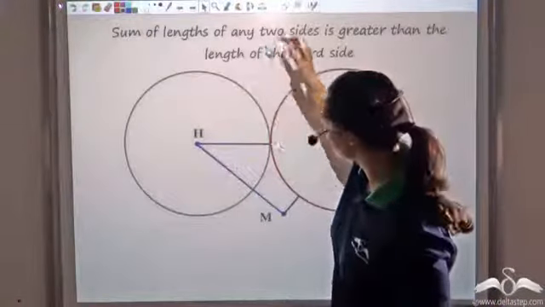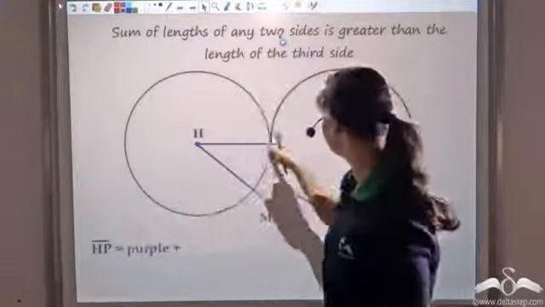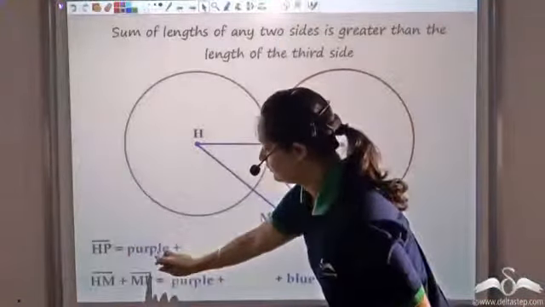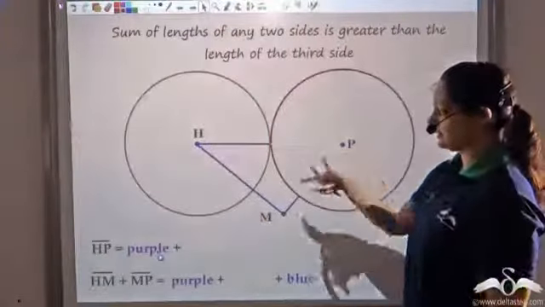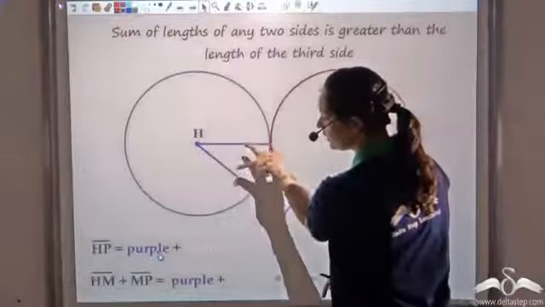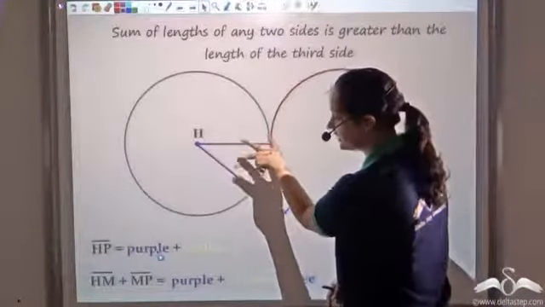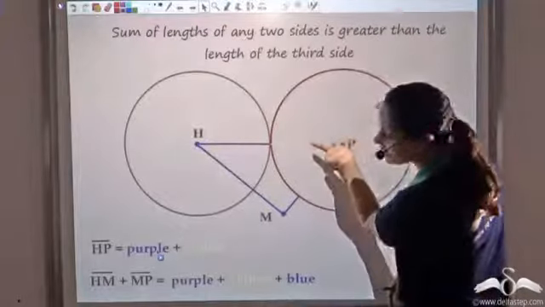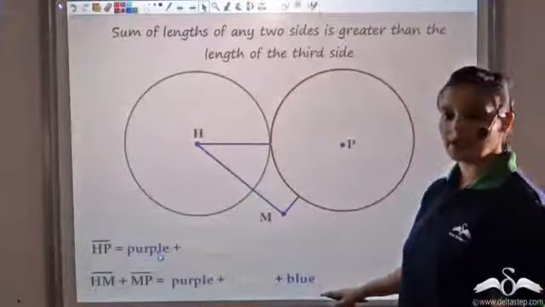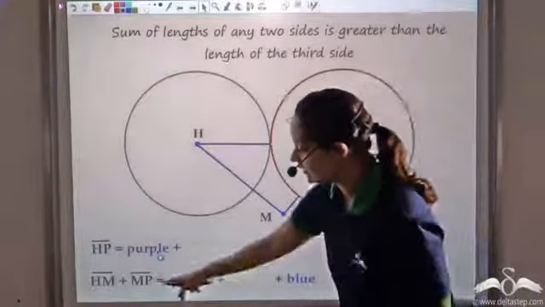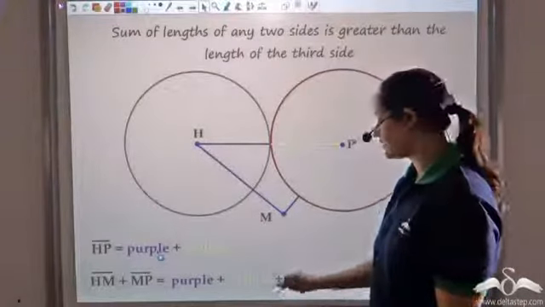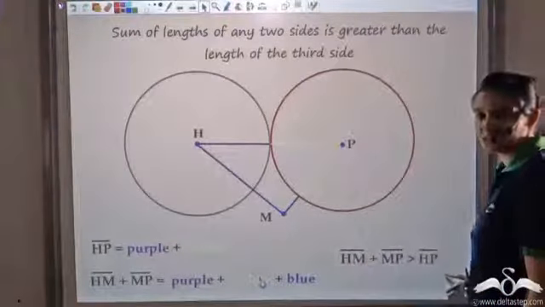So now, what is HP? This purple line plus this yellow line. What is HM plus MP? Purple plus yellow plus blue. Note that these two purple lines are the same because they are the radius. Radius has to be equal. These two yellow lines are also of the same length. So, I have this purple plus yellow plus blue here. So, clearly you can see that HM plus MP has this extra blue here, has a greater length, and hence it is greater than HP.